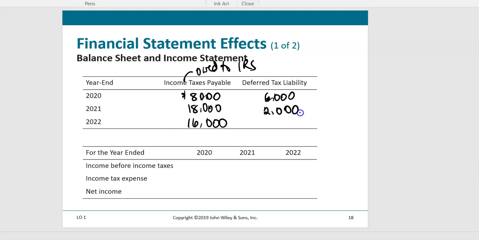And then during 2022, we reduced it that additional $2,000. And at the end of 2022, we have no deferred tax liability. What would the income statement look like?